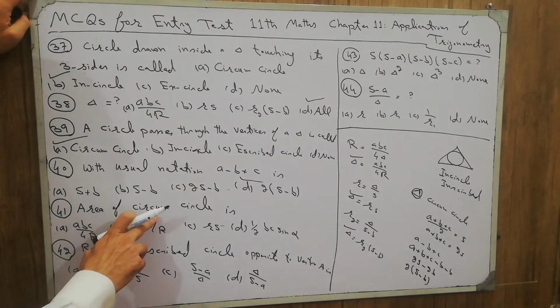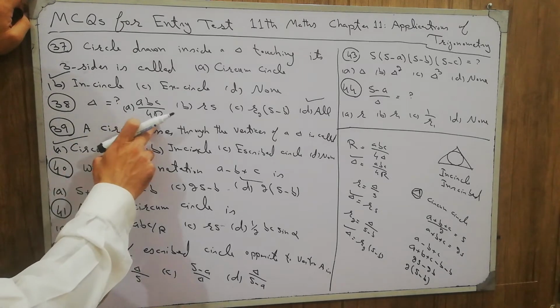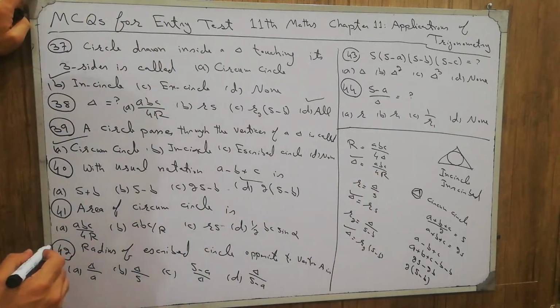41: Area of circumcircle is ABC divided by 4R. Already explained here. This is the formula of area. Area is equal to ABC divided by 4R. So option A is the correct option.